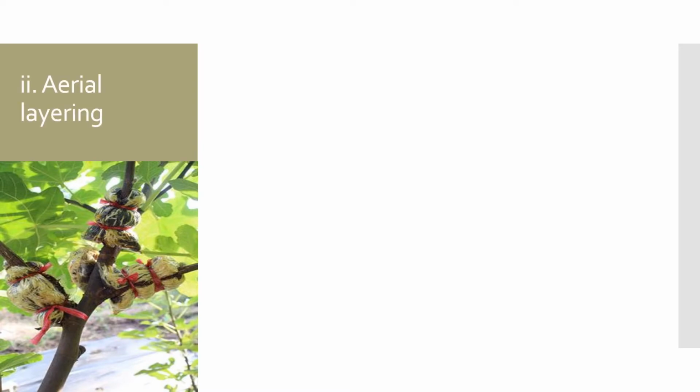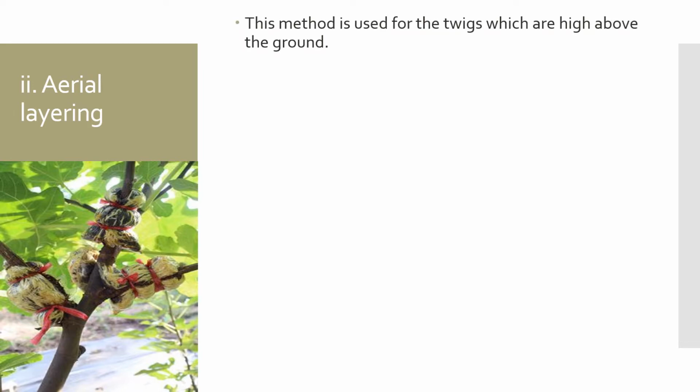Okay, now we will move to aerial layering or air layering. So in ground layering, we had to select a branch of the plant which is located at the ground level. But there should be a method to obtain new plants from the branches of the plant which are located above the ground level. So we can use this aerial layering.